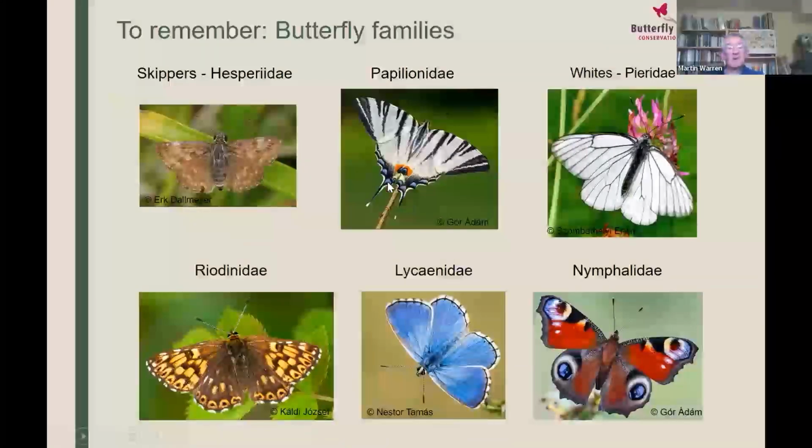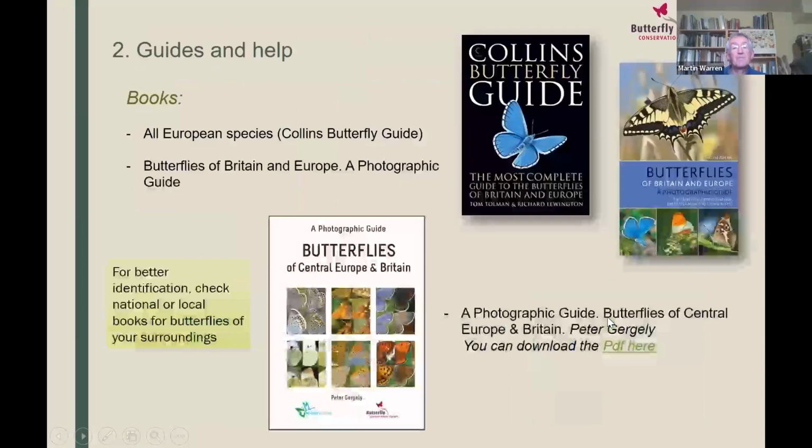So just a quick roundup of these different butterfly species. There's the Hesperiidae, the skippers, which are small and fast, and the big showy Papilionidae. There are the whites and the yellows. There's this group which has only got the one representative in Europe. The Lycaenidae, which are the blues and the coppers, and the Nymphalidae, which is a very big group, which includes some of these very common species.